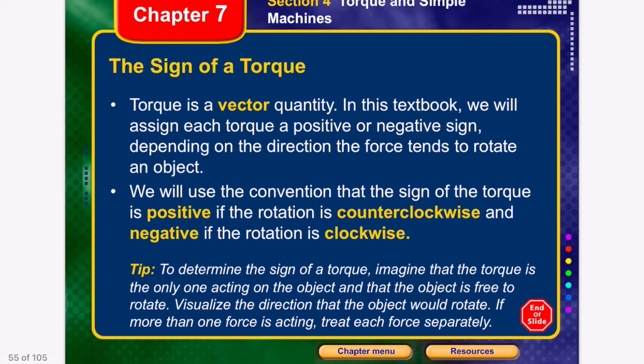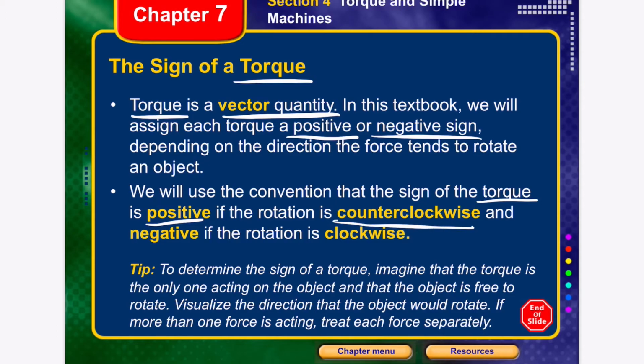Now the sign of torque. Torque is also a vector quantity because it involves force and displacement. In this textbook we will assign torque a positive or a negative sign depending on the direction. We always use positive torque when the rotation is counterclockwise and negative if the rotation is clockwise.